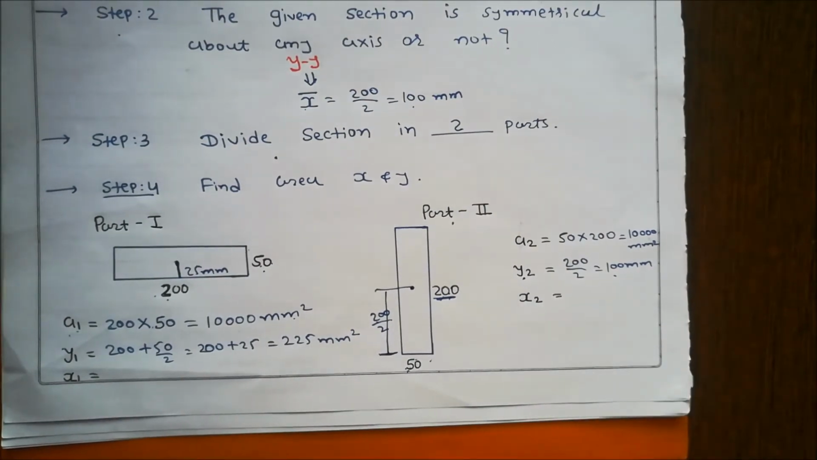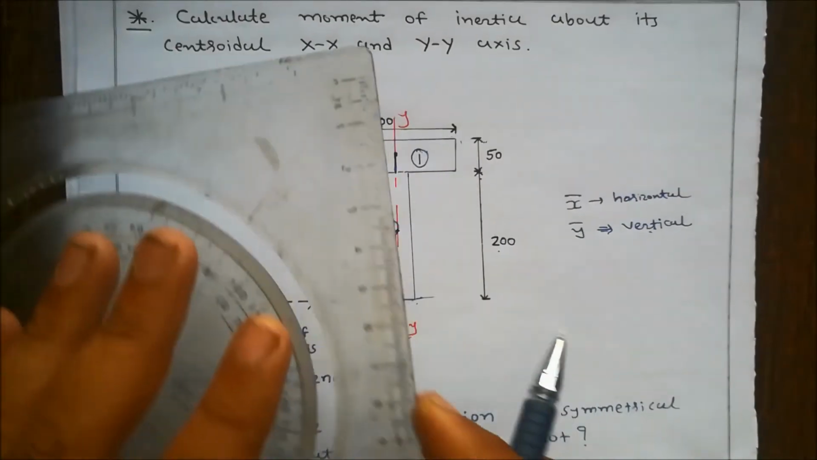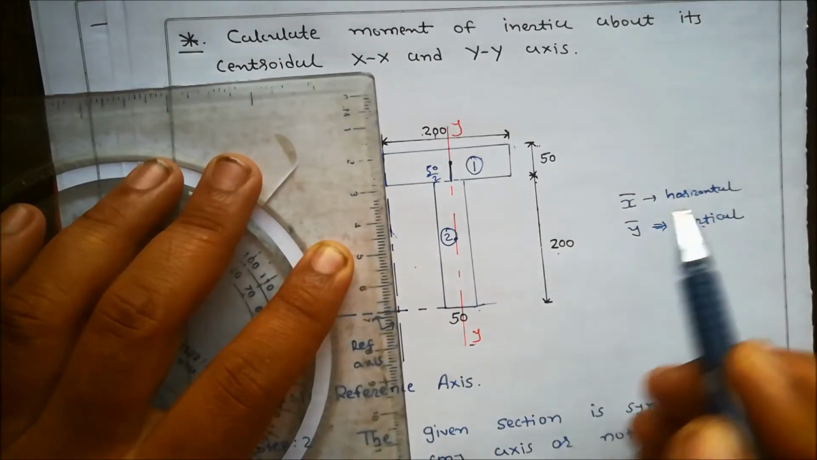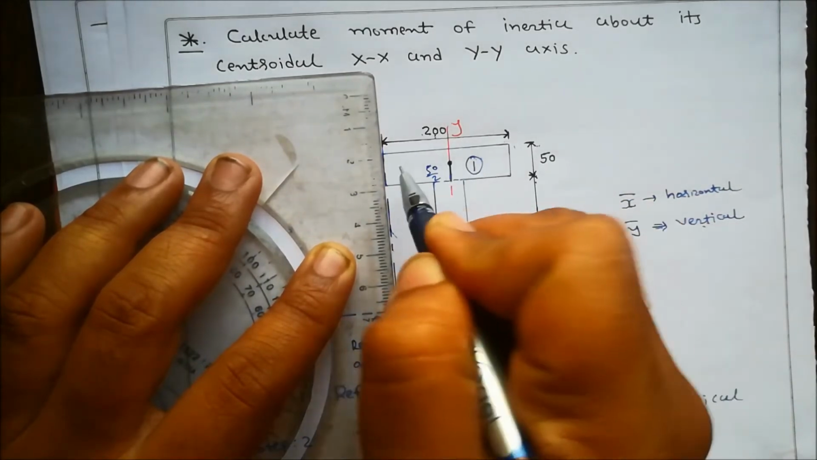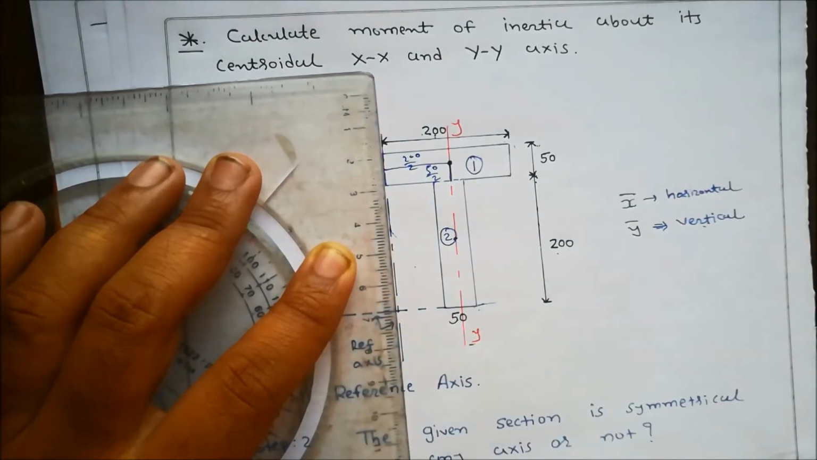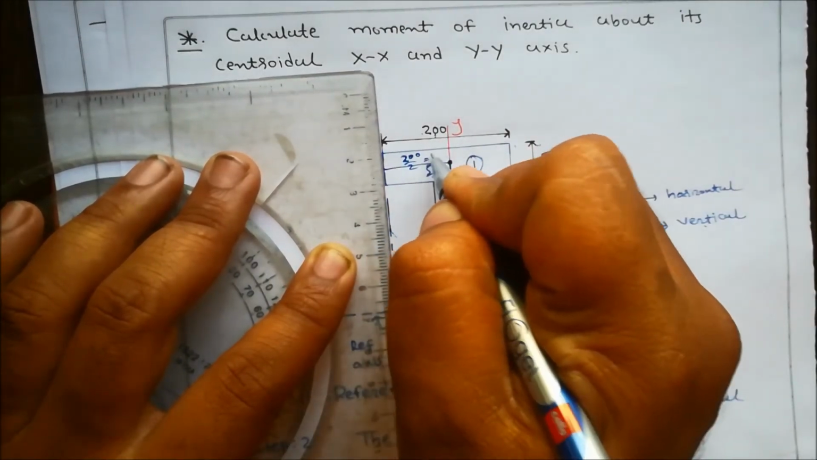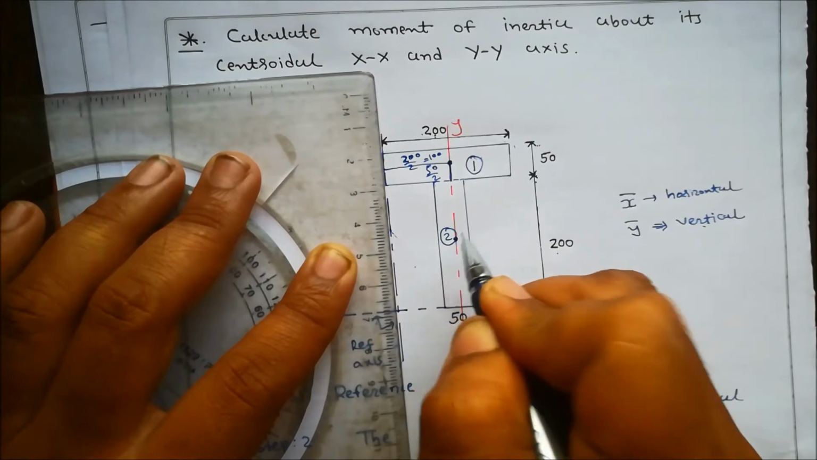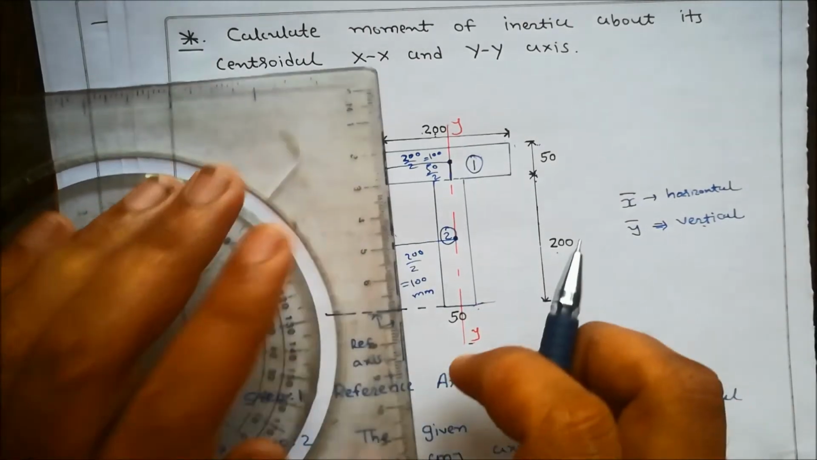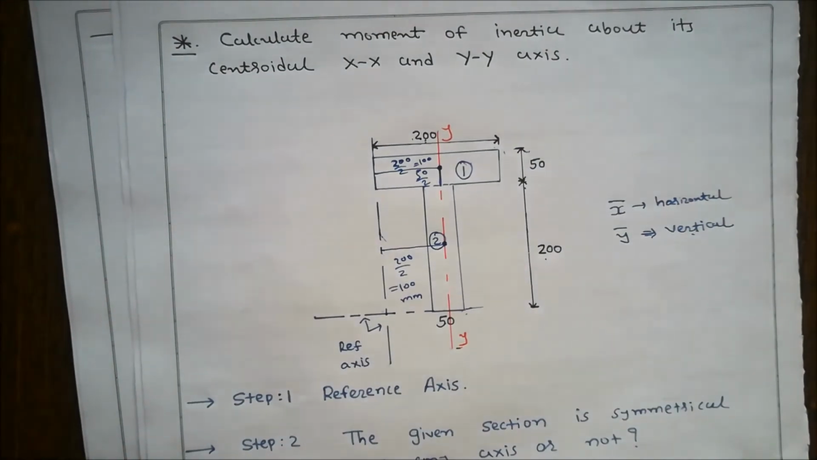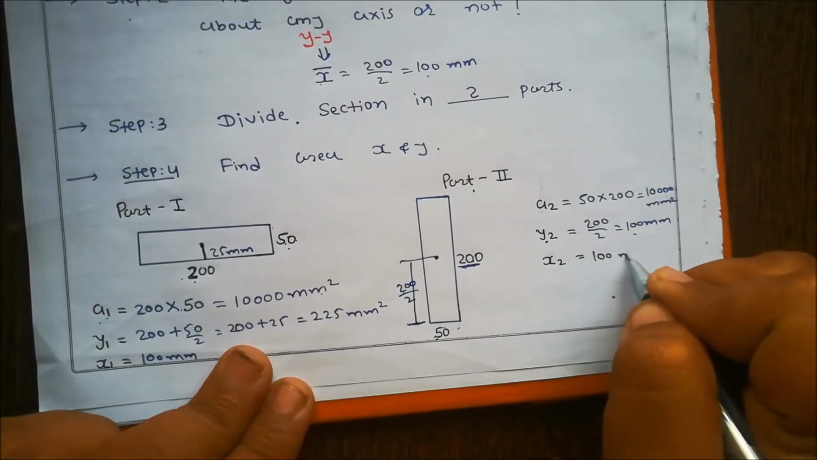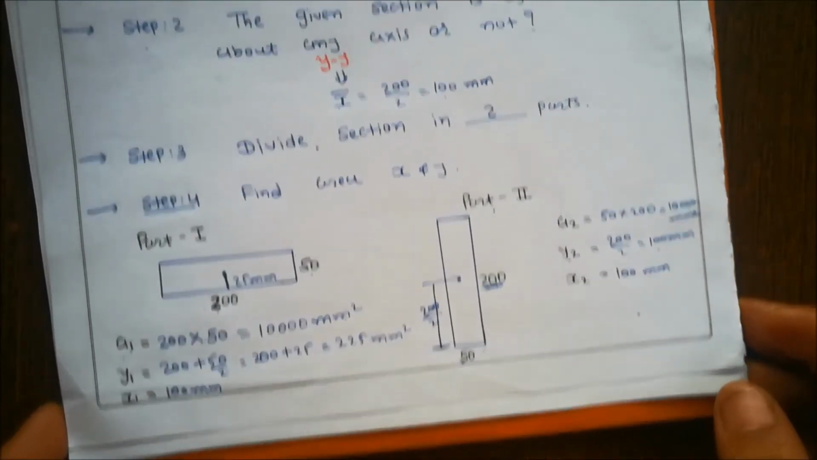But if you want to find x1 and x2, then you can easily find them from the reference axis. For x1 and x2, always see the horizontal distance from the reference axis. So for the first part, the center of gravity is here. So this distance from the reference axis is 200 divided by 2. So x1 we get 200 divided by 2, that is 100 mm. And similarly, for the second part, the center of gravity is here. So again, this distance is 200 divided by 2. So again, x2 is equal to 100 mm. So we easily get x1 and x2. So x1 is equal to 100 mm, and x2 is also 100 mm.